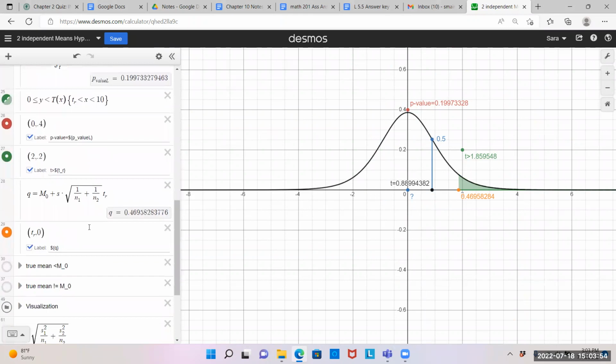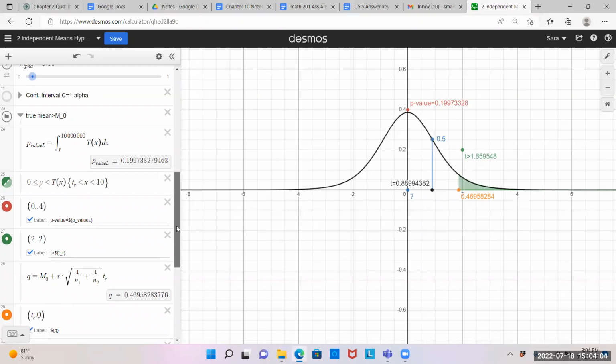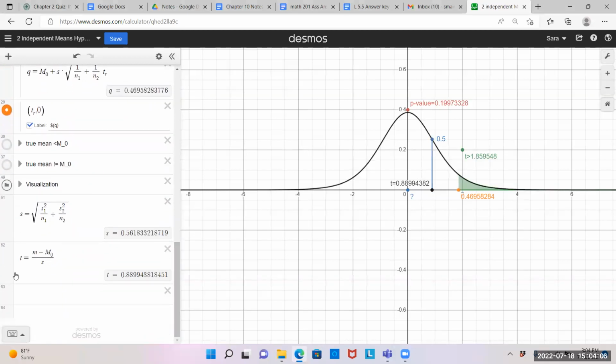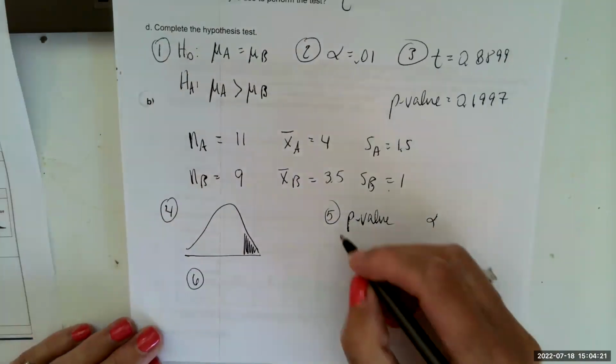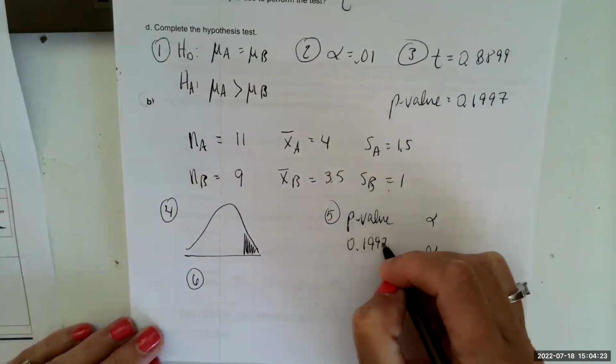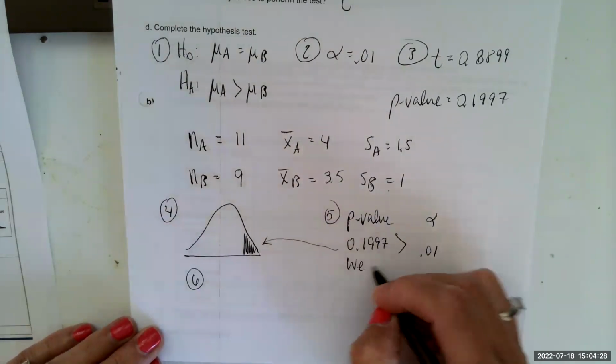So there's our p-value. Our p-value is 0.1997, and the t-score is 0.8899. So our p-value is pretty big. Again, it doesn't look like we're going to do any rejecting. So the p-value is 0.1997, which is greater than 0.01. So we do not reject H0.